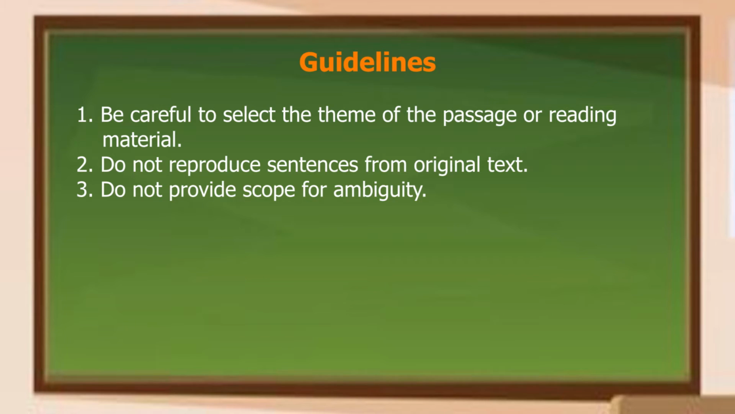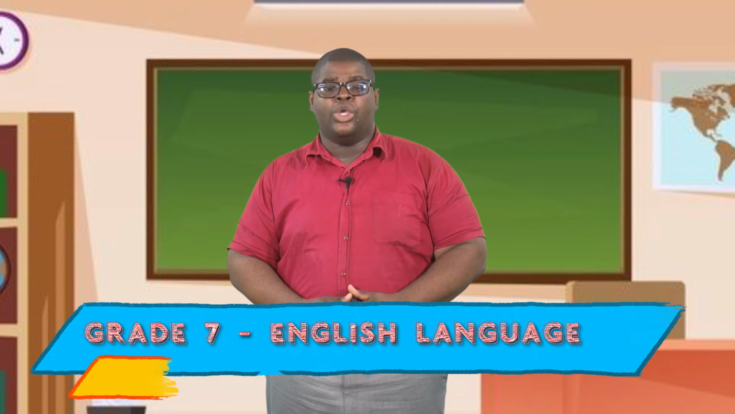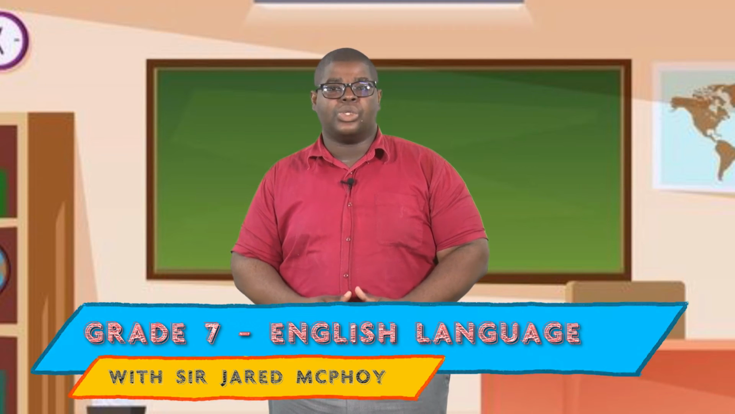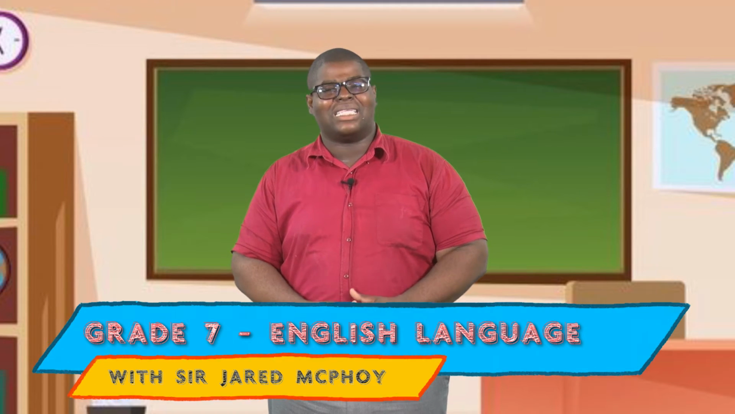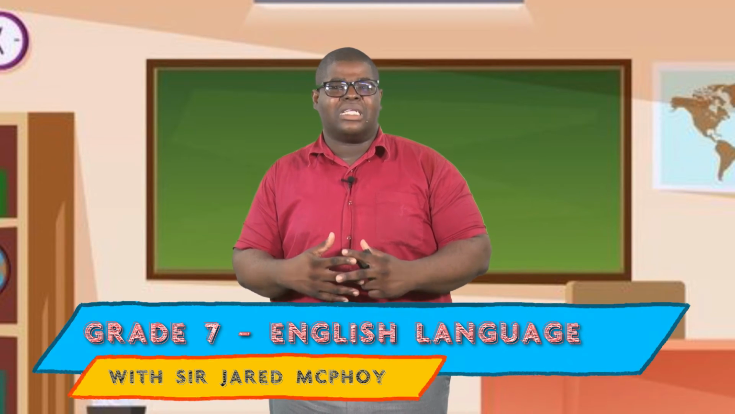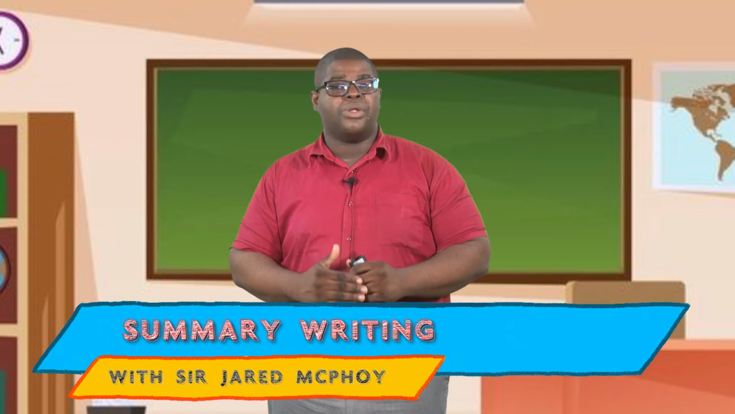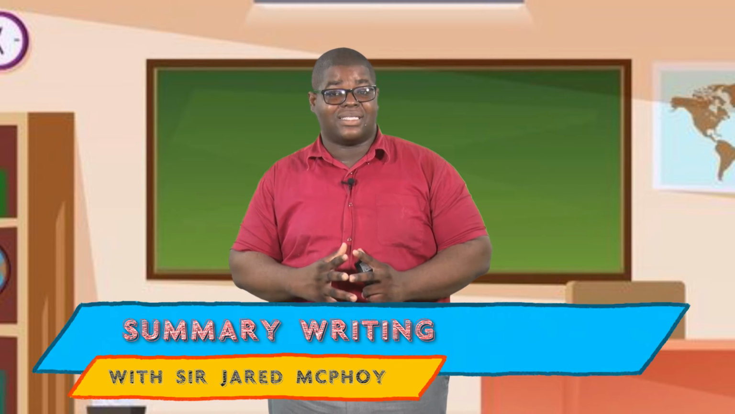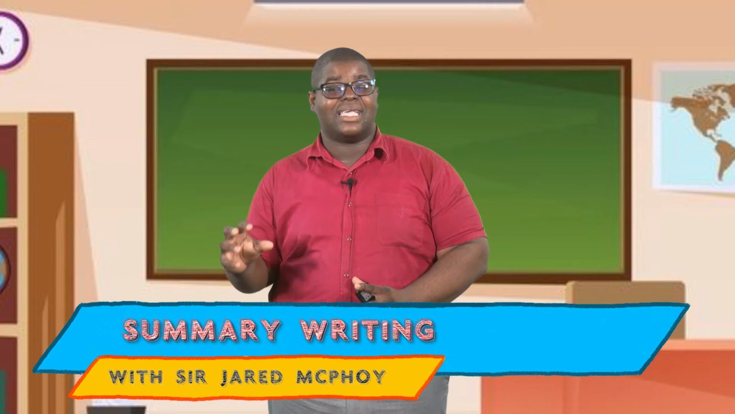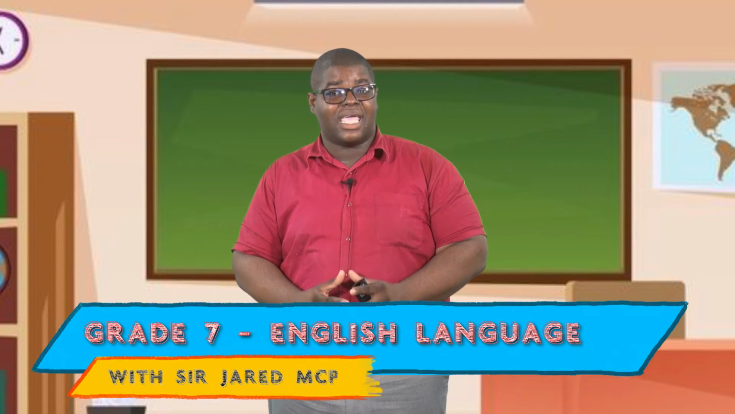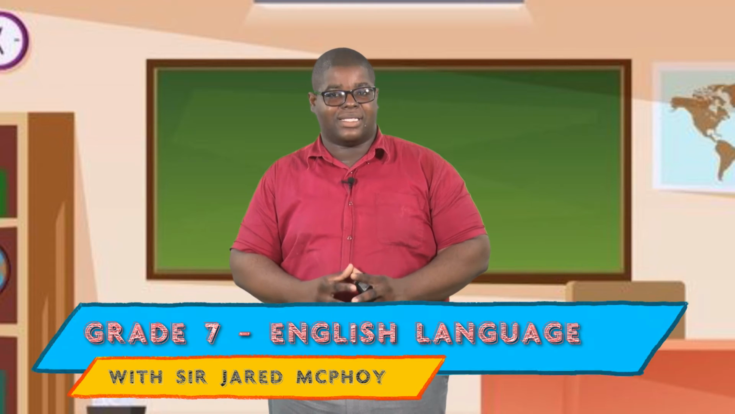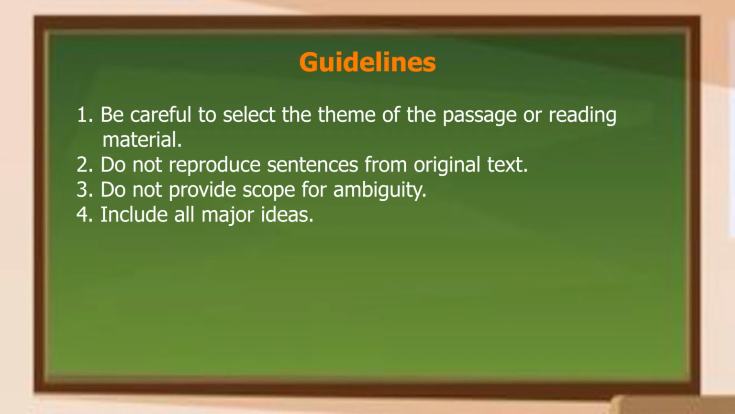Number 3, do not provide scope for ambiguity. You're probably asking yourself, what does that mean? Well, you want to ensure that what you are writing as your summary is clear, that you don't have a lot of double meanings coming out. It should be clear. So when someone reads your summary, they should understand what the main text is saying. Whatever you are summarizing, they should clearly understand it. Okay, boys and girls?